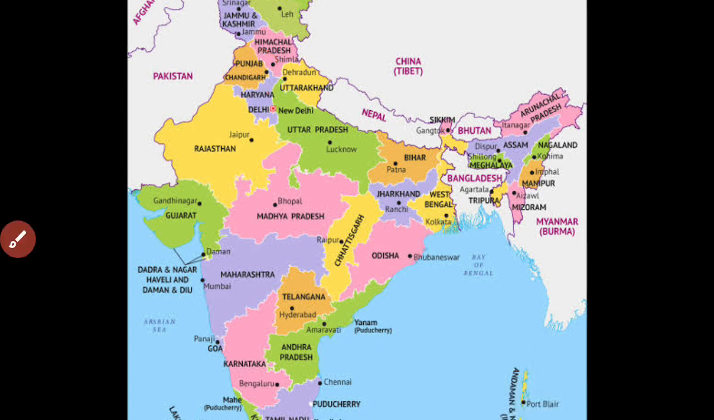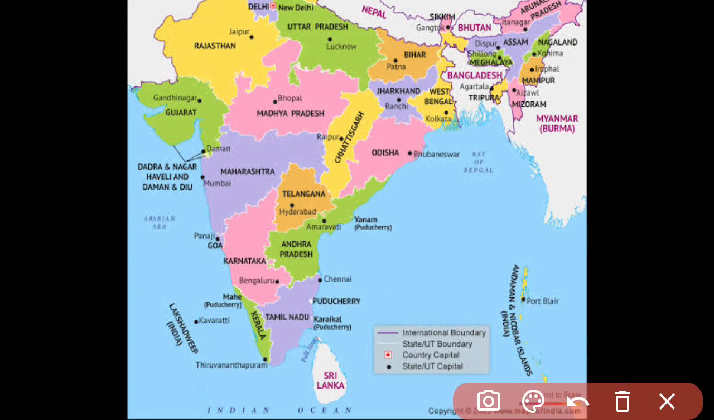The other union territory which you have to locate is the Andaman and Nicobar Islands. These are a group of islands because these are surrounded on all sides by water. And the capital of Andaman and Nicobar Islands is Port Blair. This is Port Blair. It has been written here also. So you have to locate this.